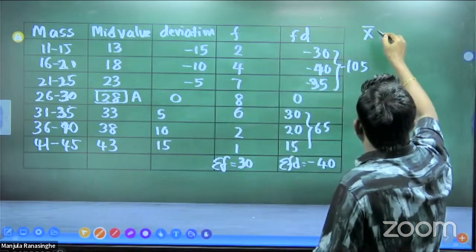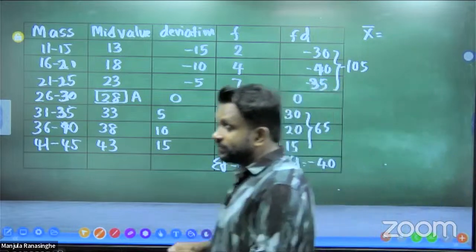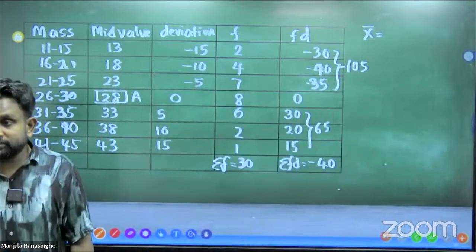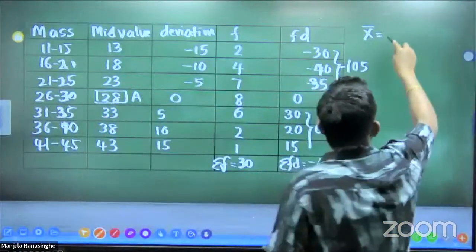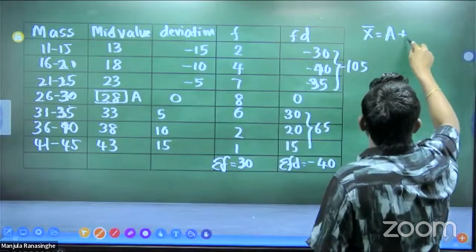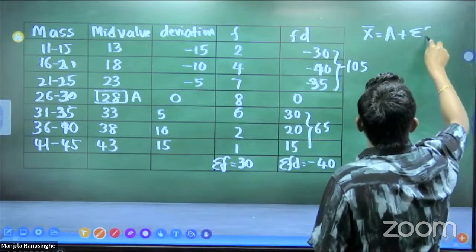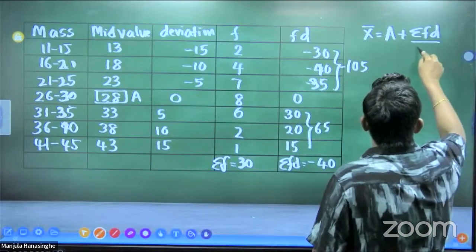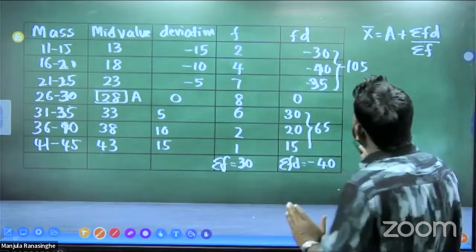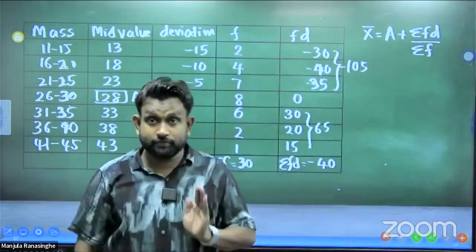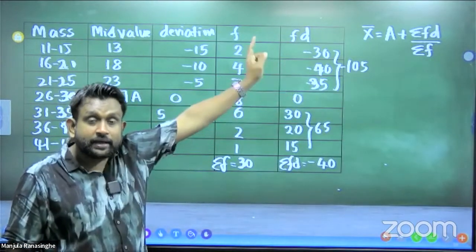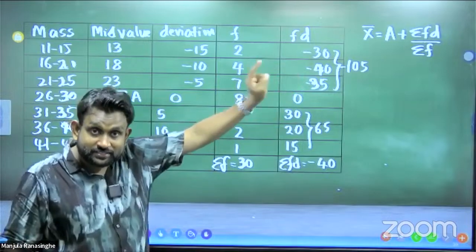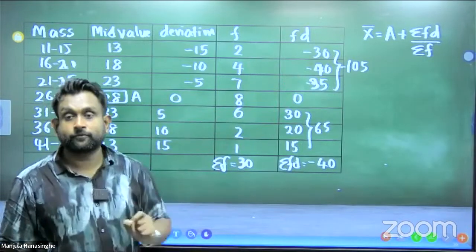So now you have the equation for x bar. Remember, everyone, x bar is the true mean. So this is the equation to follow. True mean equals the assumed mean plus the mean deviation given by sigma fd divided by sigma f. So remember forever this equation, that is very important. Tell everyone, x bar is the true mean: true mean equals assumed mean plus sigma fd over sigma f, right?